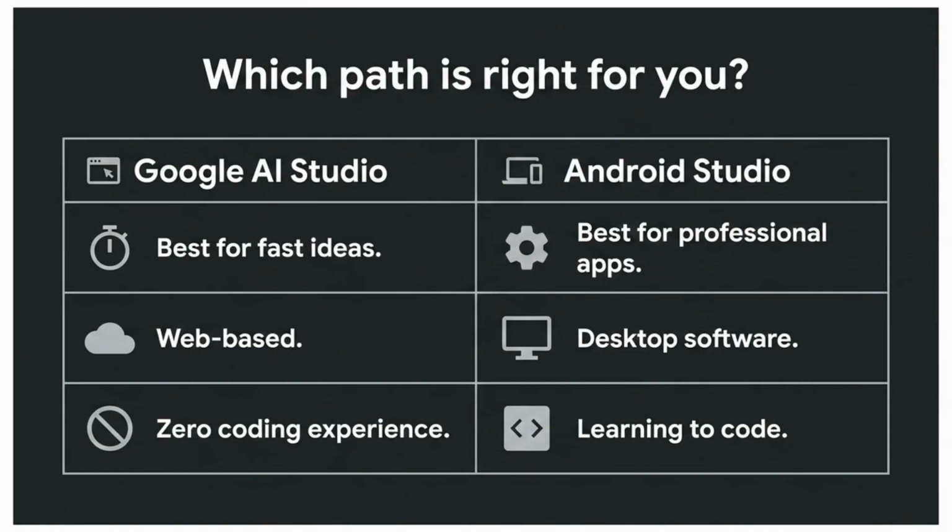So which path is right for you? Google AI Studio is web-based, best for fast ideas, and requires zero coding experience. Android Studio is desktop software, best for professional apps, and for those learning to code.